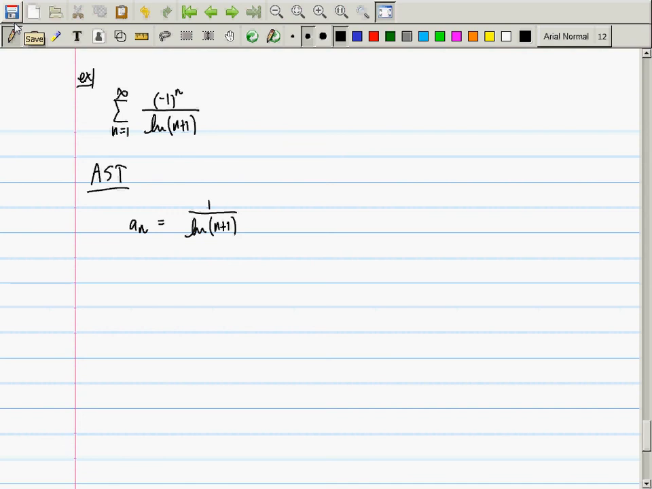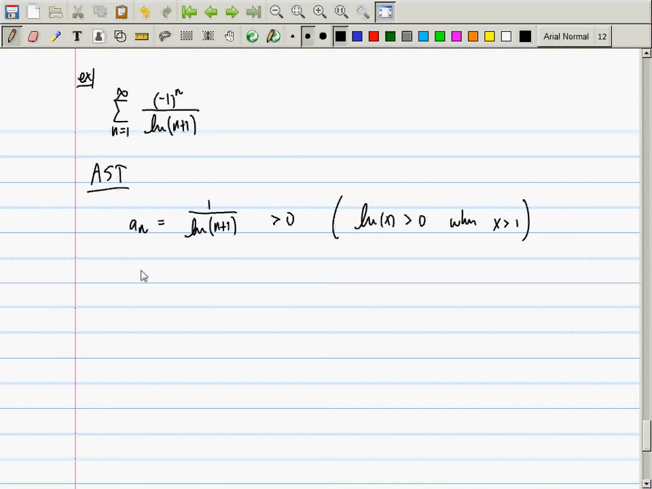Okay, so now, is a_n a positive sequence? The real question is, when is log positive? Log of x is positive when x is greater than 1. So then we legitimately can use the alternating series test. There are two requirements.